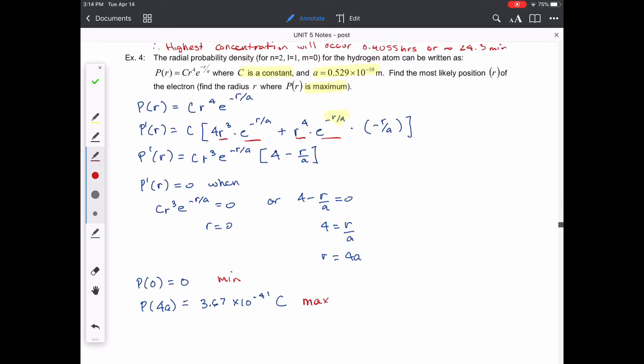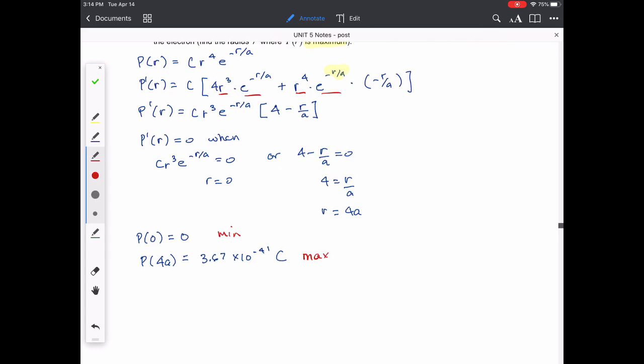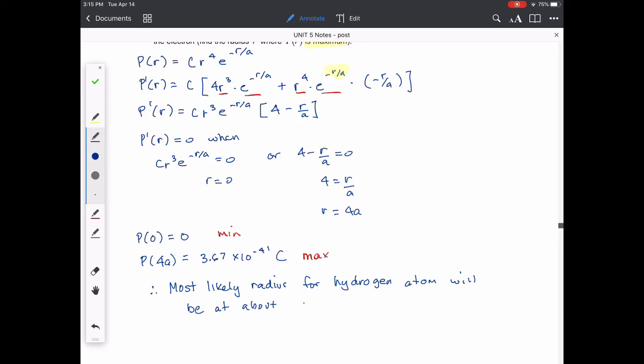If I go back to the question, I'm looking for something else. Let's see if it's bounded. It's not bounded, so that means we have our solution. So we can say, therefore, the most likely radius for the hydrogen atom will be at about 3.67 times 10 to negative 41 C units. I'm not sure what the units are, so I'm just going to put units. And that's all for now.